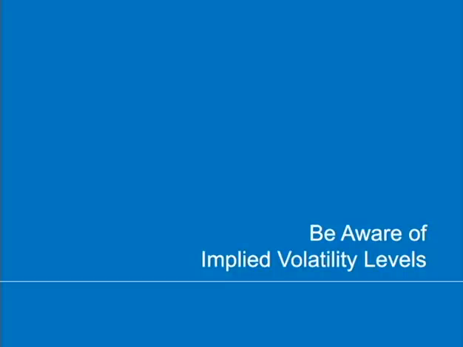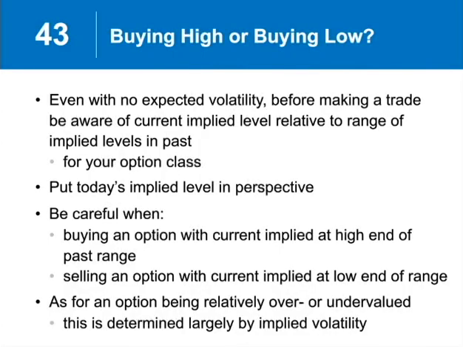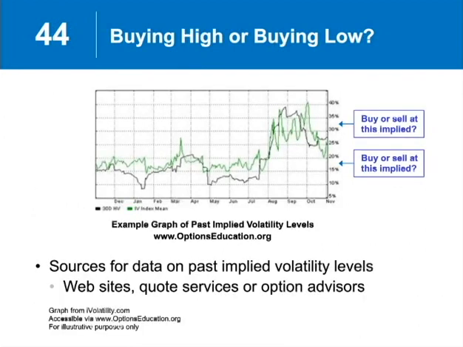So being aware of implied levels, we've referred to that a little bit. Just have an idea, just like your underlying, whether they're on the high side or the low side. Here's another example. The blue line is the historic volatility. The green lines are the implied. And just have a sense, if I'm doing a covered call, of whether the implied's on the low side or the high side, it may not matter.